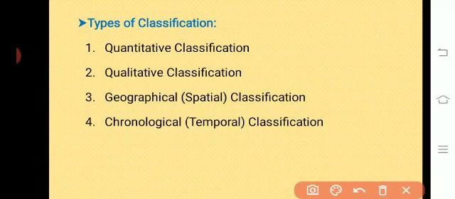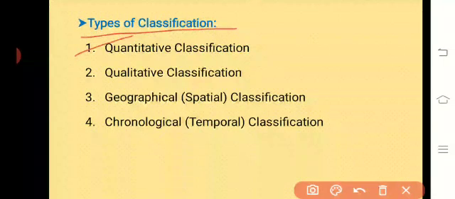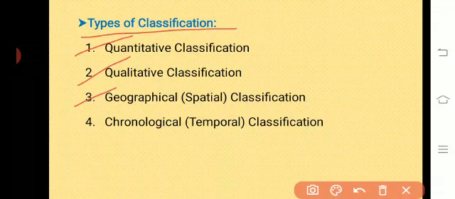Then we are studying the types of classification. There are four types of classification, that is quantitative classification, the next is qualitative classification, then third is geographical or spatial classification, and the fourth one is chronological or temporal classification. This is very important. They may ask for 2 marks: what are the types of classification?